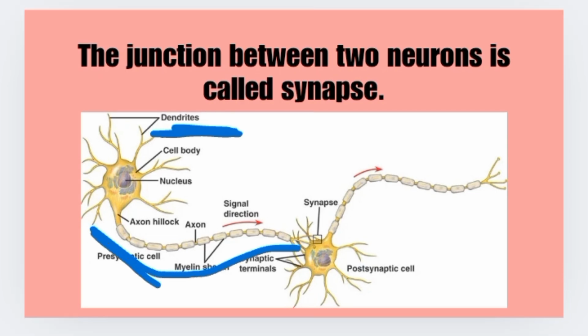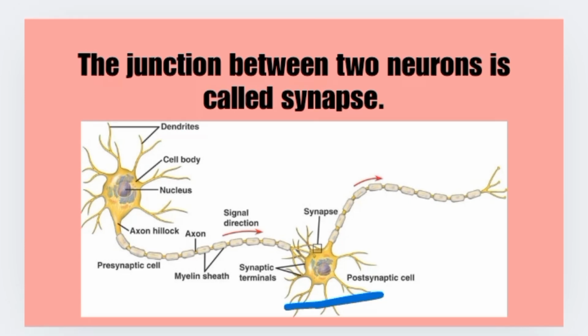So the electrical signal passes through the axon and reaches the axon terminal, and then passes the message to the dendrites of another neuron. So here you can see the dendrites of another neuron. So this is how the information is transferred between the nerve cells.